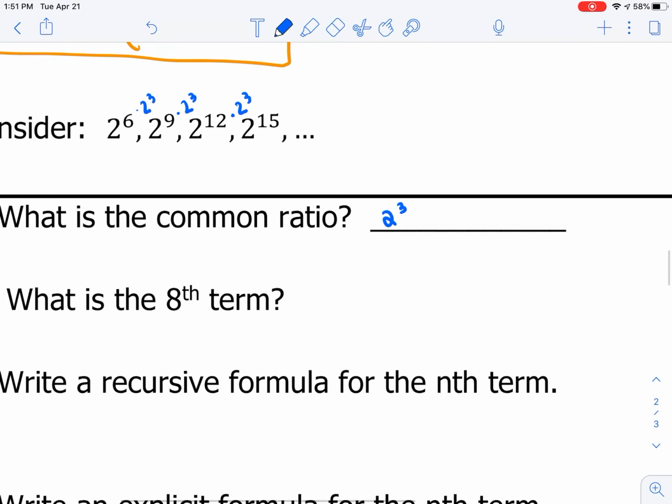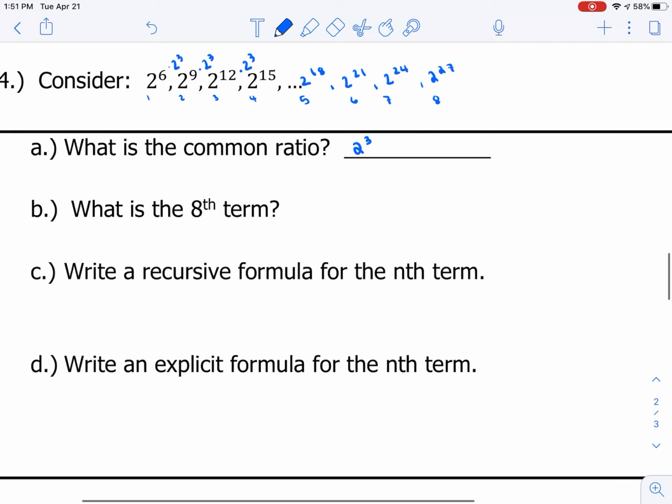So this is 1, this is 2, 3, 4. So I have to do this 4 more times. So then I'm going to get 2 to the 18th, right? Because I'm just adding 3 with the exponent. And then I'm going to get 2 to the 21st. And then I'm going to get 2 to the 24th, 2 to the 27th, right? Did I get 5, 6, 7, 8? So doing that by hand, I'm getting 2 to the 27th power.